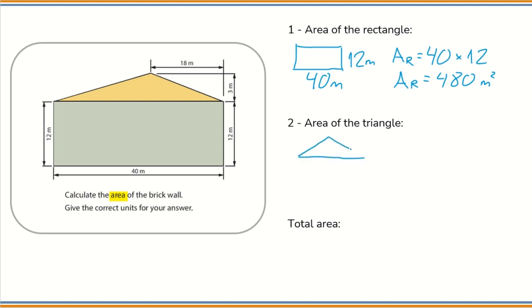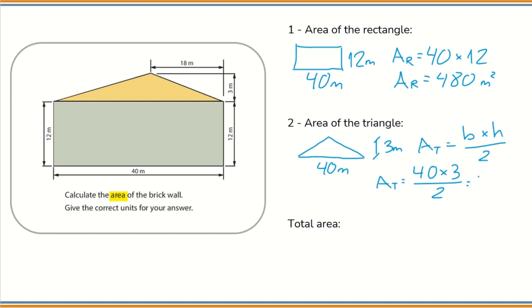So the triangle is going to have a base of 40, and the height, which is this distance, is 3 meters. The area of a triangle is base times height divided by 2. So the area of the triangle is 40, which is the base, times 3, which is the height, divided by 2. And this is 60 meters square.